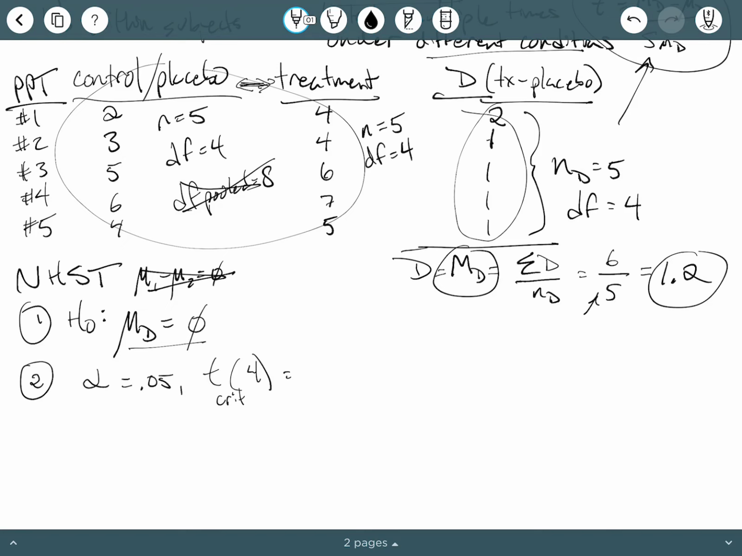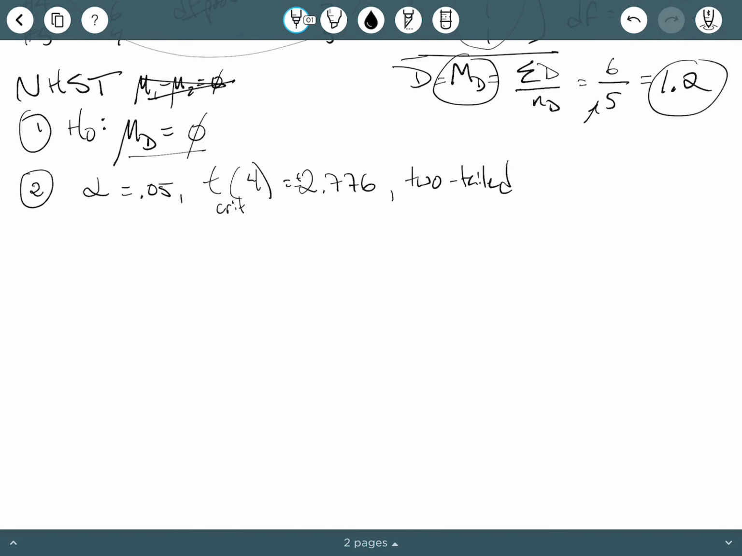It's 2.776 for 4 degrees of freedom. We're going to say plus or minus, right? Because we're doing 2 tails. And then all we have to do is calculate t. Well, t, once more, is your mean difference score minus some hypothetical population mean difference score, and that's what we're going to put in there, divided by the estimated standard error of the mean difference score.